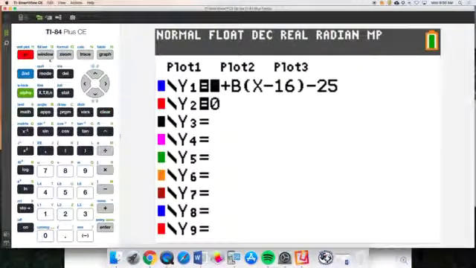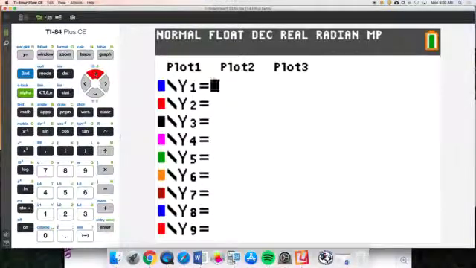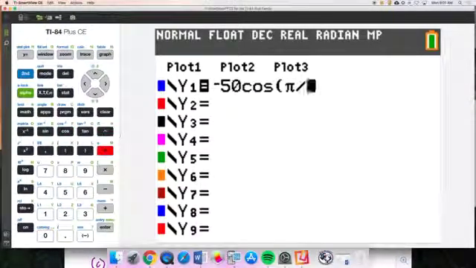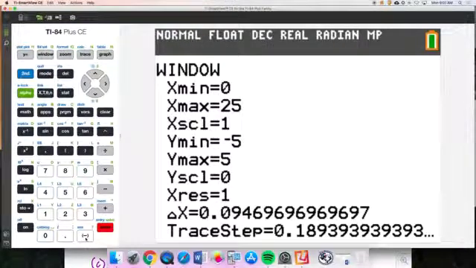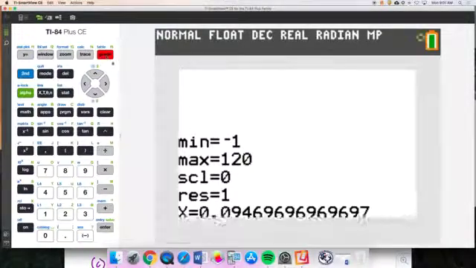If we go to y equals, that's not the equation. I have to type it in again. So very quickly, let me type in, make sure you're in radian mode, negative 50 cosine of pi divided by 5, and then times x. And then we close that, and then plus 55. Our window, of course, went from 0 to 25. Our x scale doesn't really matter. Our y min, I put -1, and then our y max, I'm going to go to like 120. Scale to 0.